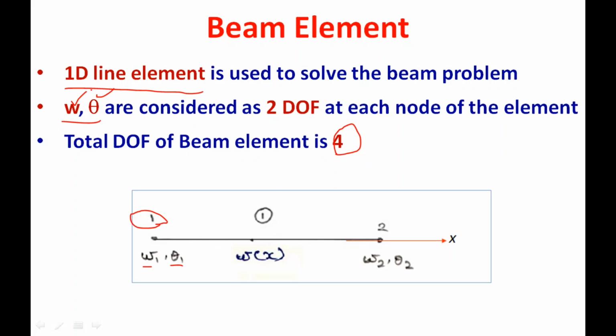When the one dimensional element is used for solving a beam problem, it is called a beam element. When the one dimensional element is used for solving a bar problem, it is called a bar element. Total degrees of freedom for a beam element is 4. Now we will see how to derive the 4 shape functions.